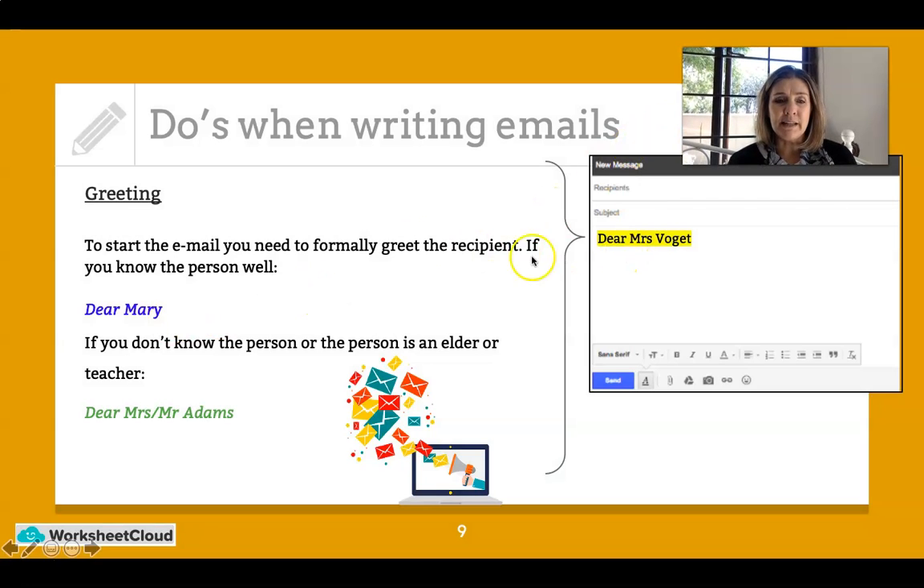Right, the other do's when writing emails are to do with your greeting. So to start an email, you need to formally greet the recipient. So I'm really doing one that's for a formal thing, as if you're writing to a teacher or you're writing to a company, you really do need to know the right way to do it. So to start off the email, you need to formally greet the recipient. If you know the person well, then it's going to be Dear Mary, like if it was a friend. If you don't know the person, or the person is older than you, an elder, or a teacher, you have to write Dear Mrs. or Dear Mr. and their name. And here's an example.